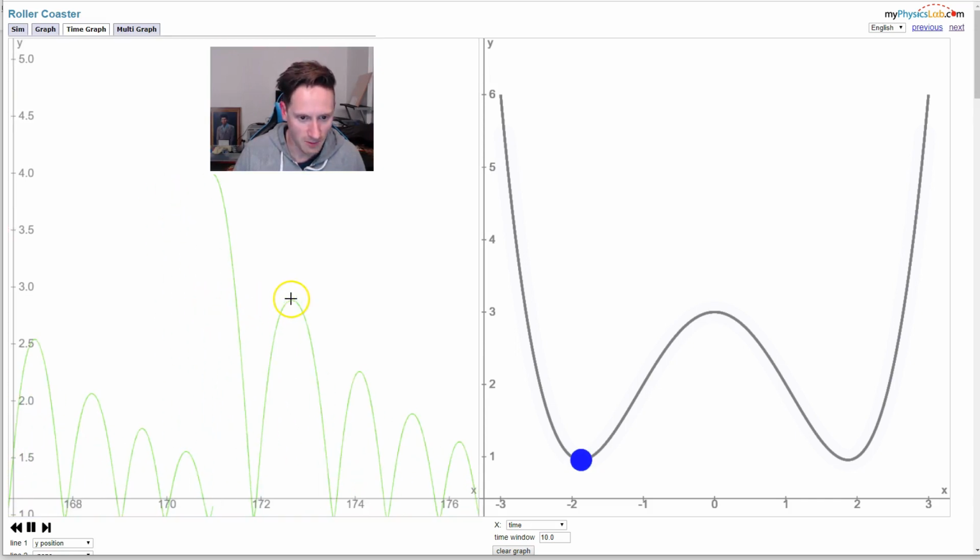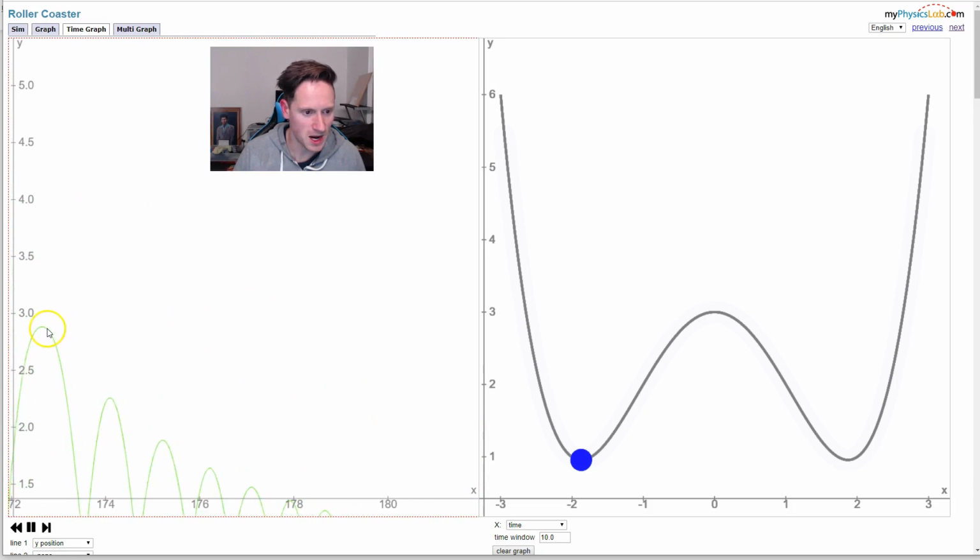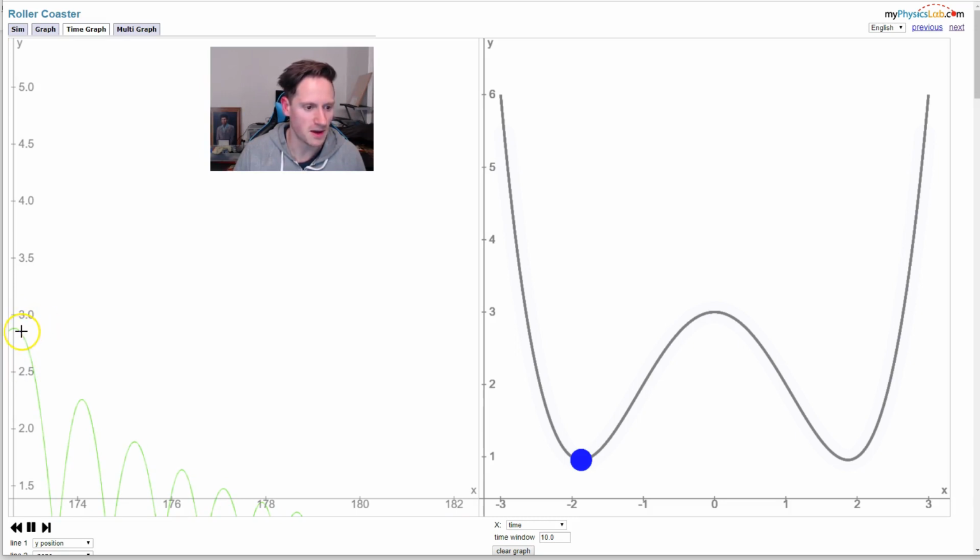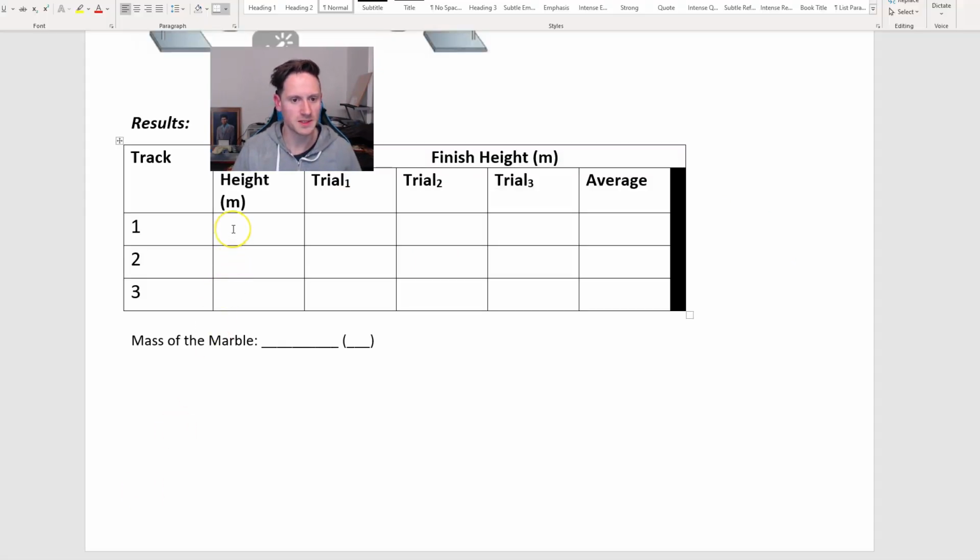So I'll need to approximate, so I can drag this really close to the axes. Now I'm going to have to approximate this. So 2.5 to 3, so I might approximate that as 2.8 meters, okay? So I'm just going to go back to my Word document. The starting height was 4 meters. I'll do 4.0, and the finishing height was 2.8 meters, okay?